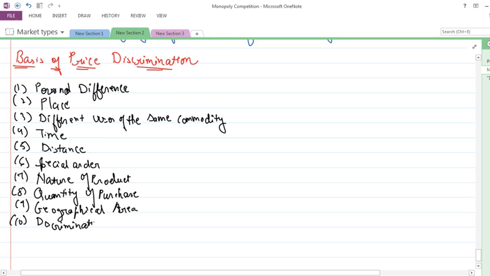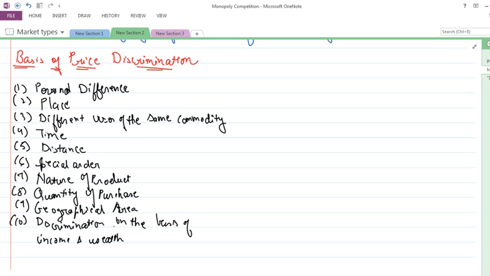The 10th basis of price differentiation is discrimination on the basis of income and wealth. For example, a doctor may be charging higher fees from rich patients and lower fees from poor patients.